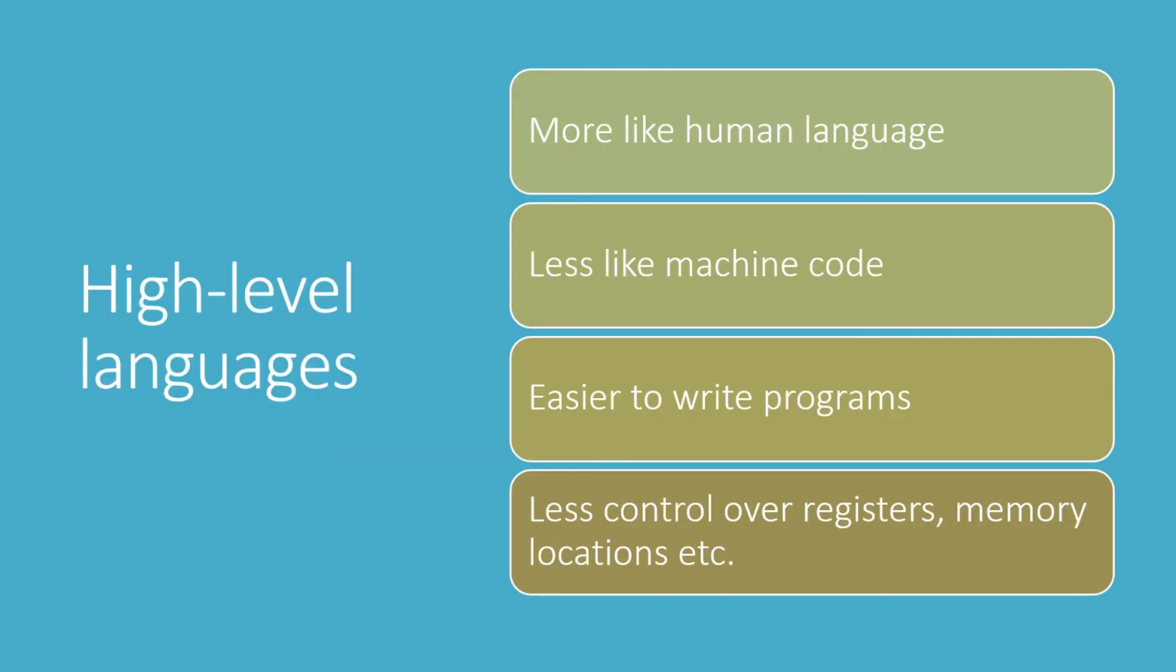High-level languages are more like human language, and less similar to machine code, because they're designed to be easier for us to understand. They are easier for us to use, and it's easier for us to do much more complex tasks with them. They don't give us the same amount of control over the fine detail of the instruction cycle, but that's generally a price worth paying.